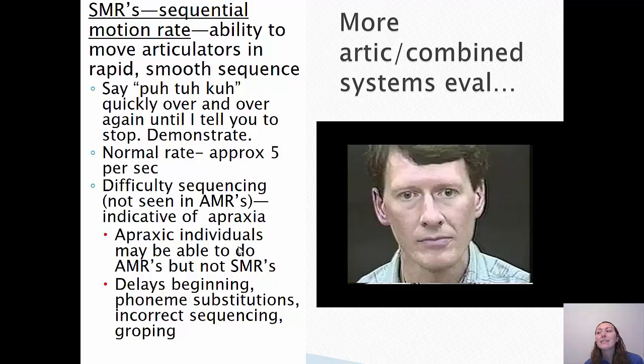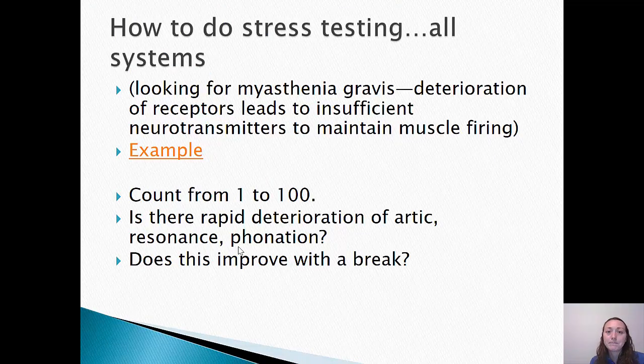Typically SMRs don't have a hallmark; they're not going to distinguish the type of dysarthria based on just SMRs. AMRs are better at distinguishing, but SMRs are better for understanding the red flags for apraxia. So it's not uncommon for someone who has acquired apraxia to be able to do AMRs better because that's an easier program. Think about it. The place, manner, and voicing isn't changing. That's pretty easy versus pataka, which is a much more complex program and can be harder. So just something to consider, looking at this holistically.